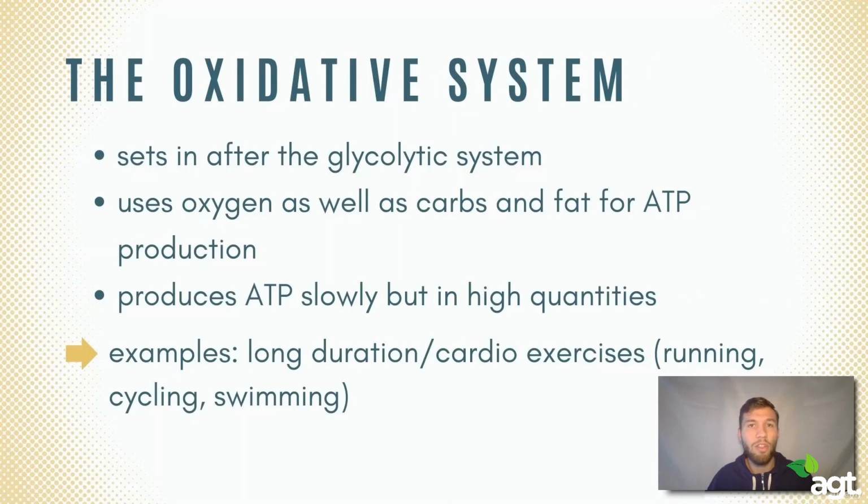After surpassing the 2-minute mark, the oxidative system or the aerobic system will take over. The oxidative system utilizes oxygen as well as carbs and also fat for the production of ATP. The thing about the oxidative system is it produces ATP very slowly, but in very high quantities, which is why it's preferred for all kinds of long duration exercises.